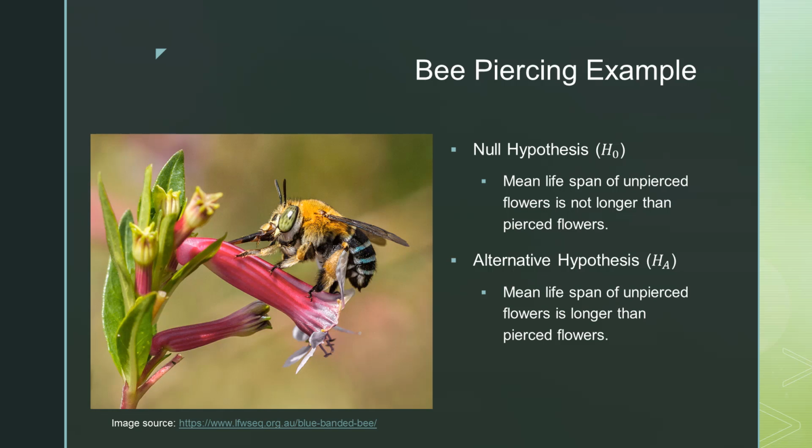Thus, we are interested in whether there is a difference in average lifespan of flowers pierced by bees as opposed to those not pierced by bees. Before beginning, we must define an alternative and a null hypothesis. The null hypothesis should always be that the two groups are the same. Since we expect flower piercing to negatively affect flower lifespan, we'll state this in the alternative hypothesis.